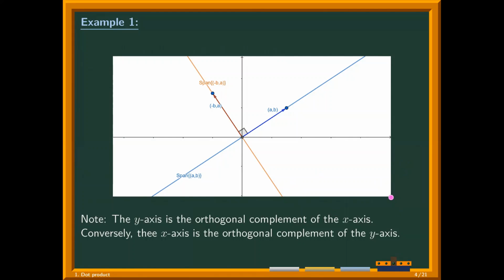Note that with the standard inner product, the y-axis, so that's the line x equals 0, is the orthogonal complement of the x-axis, or the line y equals 0. And conversely, the x-axis is the orthogonal complement of the y-axis. So with the standard inner product in R2, the notion of orthogonality is just the usual notion of perpendicular vectors or perpendicular lines.